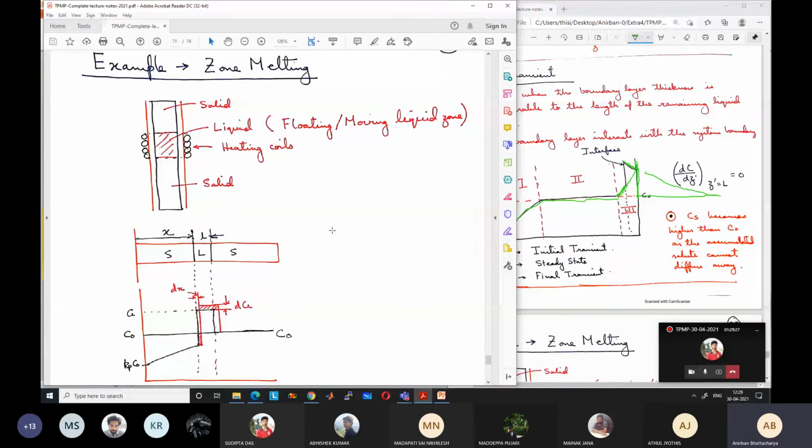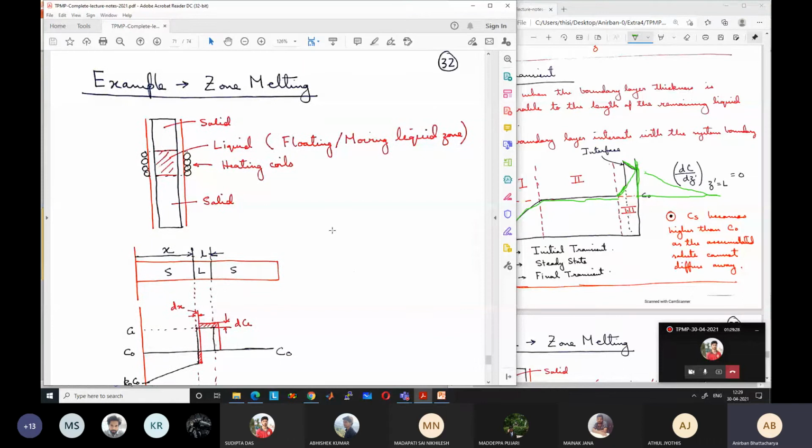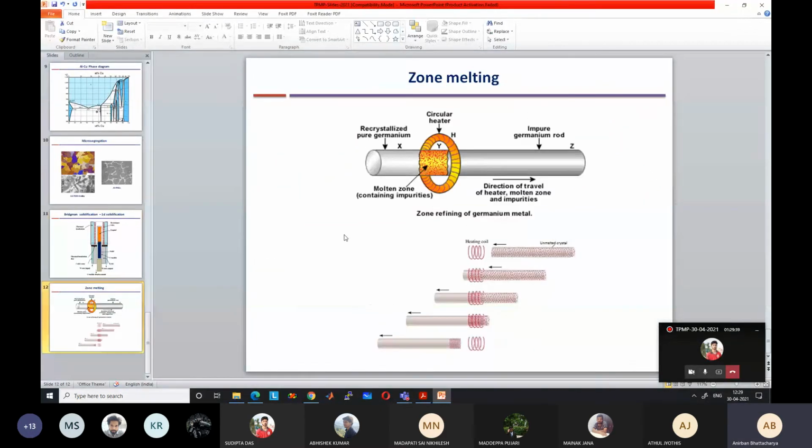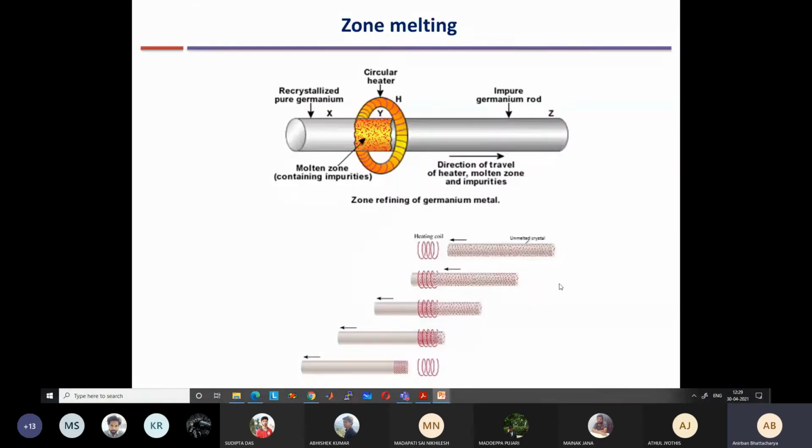So the final example that we are going to take is a very interesting process, actually very simple and clever process, which is known as zone melting. So what happens is, say, if you have an impure material, a material which has some impurities, so it is supposed to be a pure material. For example, here they are showing pure germanium, and it is containing some impurities. So it is acting like a binary material. The impurities are the solute basically.